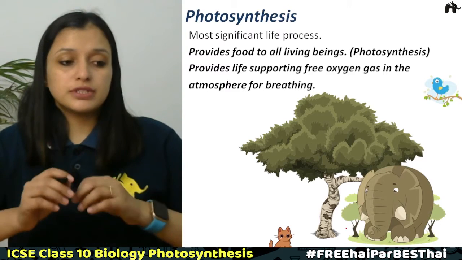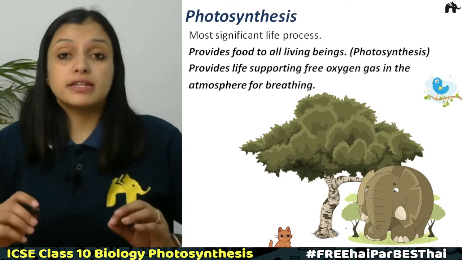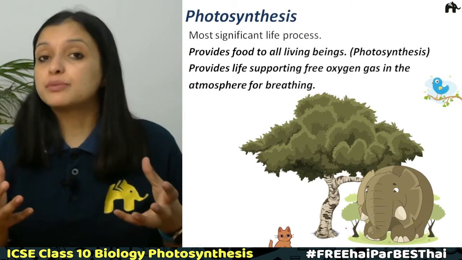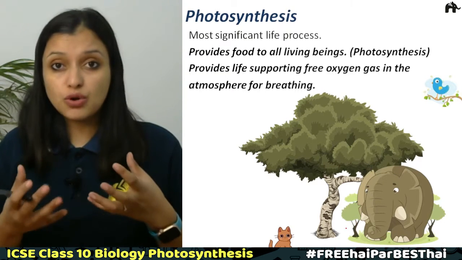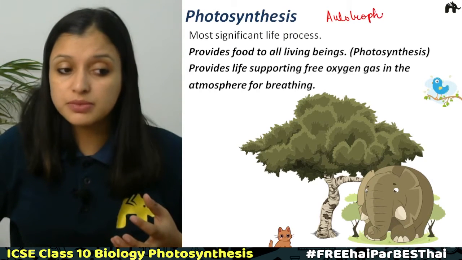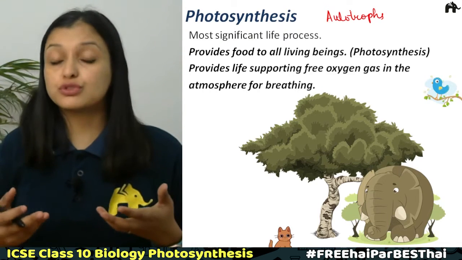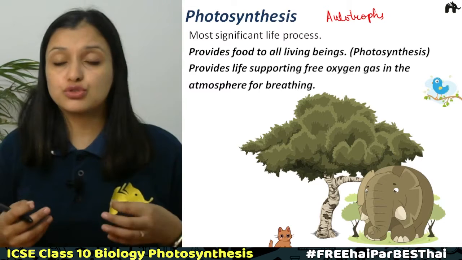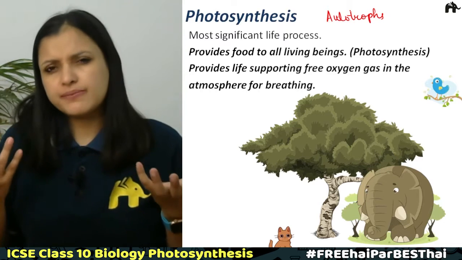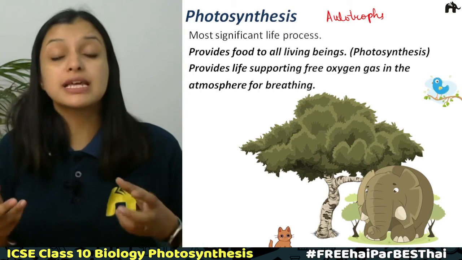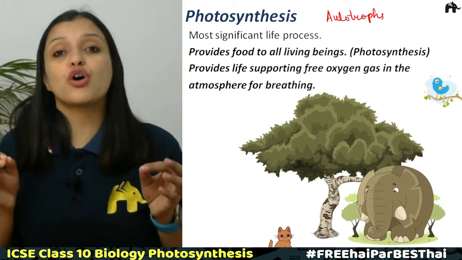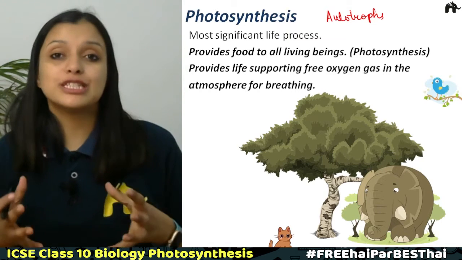So starting with photosynthesis. Photosynthesis is a very significant life process in plants. If there is no photosynthesis, there will be no food, right? So what are plants called? Plants are autotrophs, the organisms which prepare their own food. They perform photosynthesis and in turn they give us food in the form of starch, carbohydrates, and sugars. And during this process, they also release a life-supporting gas, which is oxygen. So they give us oxygen, right?